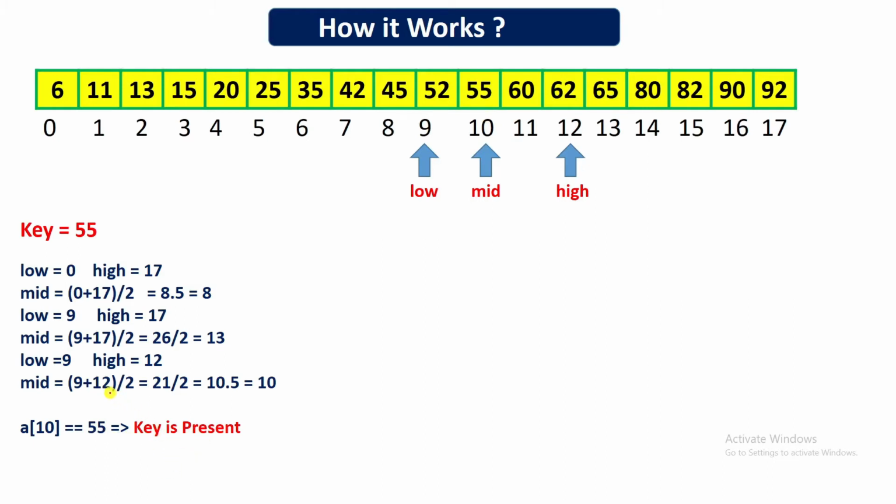So here your high was also changed, from 17 to 12, and your low was also changing. So depending on the input type, your low and high can change from time to time.